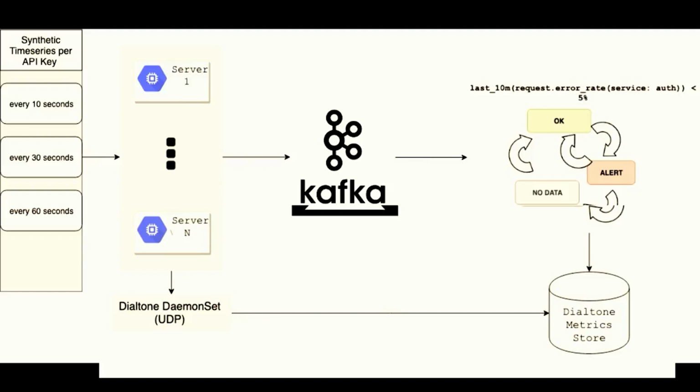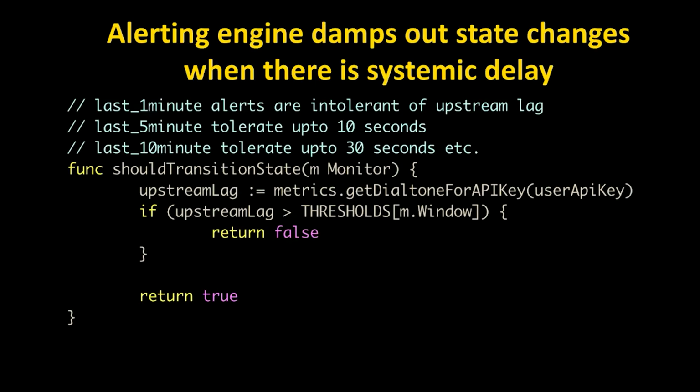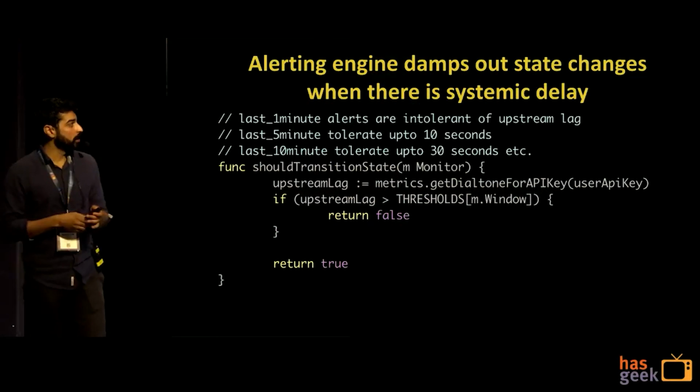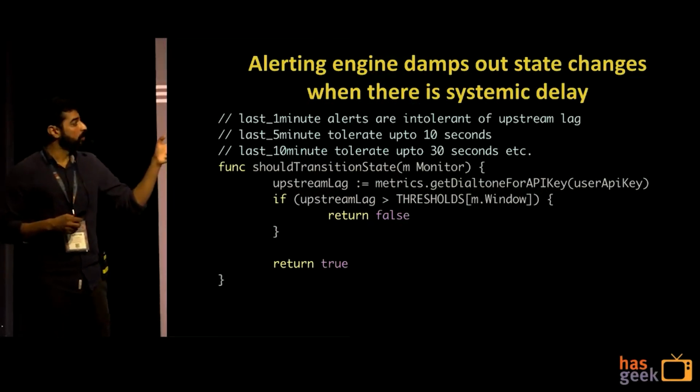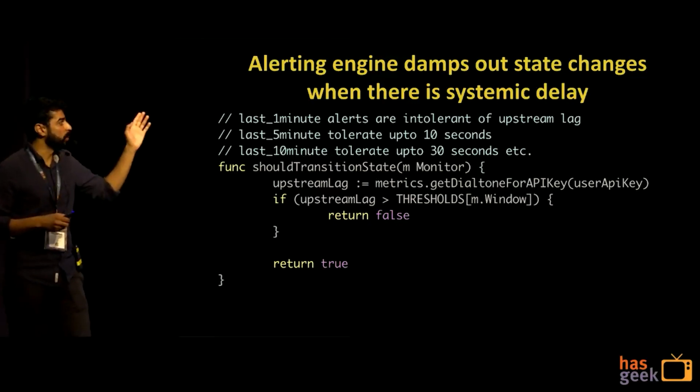And when you have this kind of feedback loop in your system, you can ensure that something like a state machine transition or any program that's relying on data being recent and real time knows exactly how far behind the rest of the system is. So we were able to rewrite our alerting engine to damp out these systemic state changes whenever there is systemic delay. Because our alerting system was aware of what the upstream lag was, we could determine the dial tone for a particular API key based on what we'd submitted.